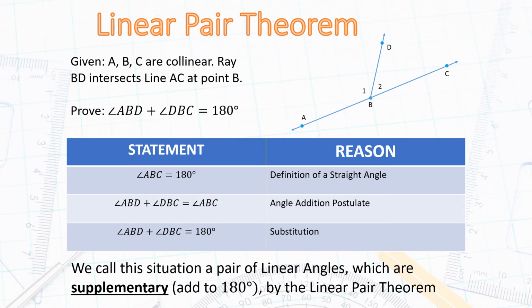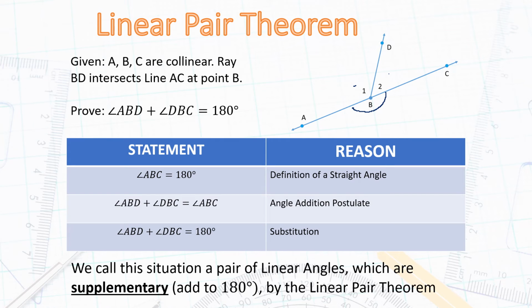So we know angle ABC is 180 degrees. We said they're collinear, which means it's a straight line, which means by definition of a straight angle, that's got to be true. ABD plus DBC is equal to ABC, so the angle ABC. We know that's true because of the angle addition postulate. So we've got two angles side by side. We can add those together, and that would be the same as the full angle.